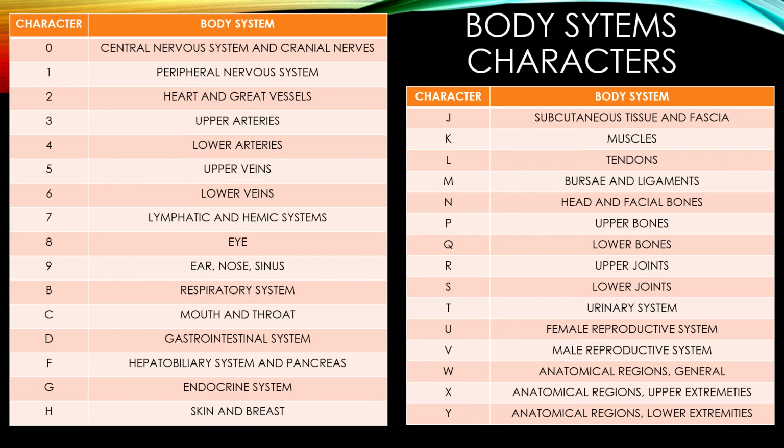N is head and facial bones. P is upper bones. Q is lower bones. R is upper joints. S is lower joints. T is the urinary system. U is the female reproductive system. V represents the male reproductive system. W is general anatomical regions. X is anatomical regions of the upper extremities, and Y is anatomical regions of the lower extremities.